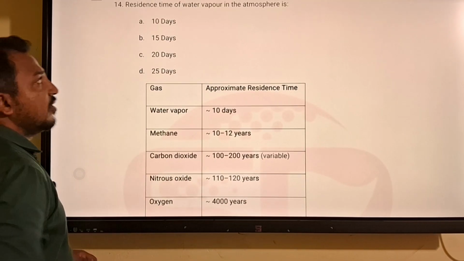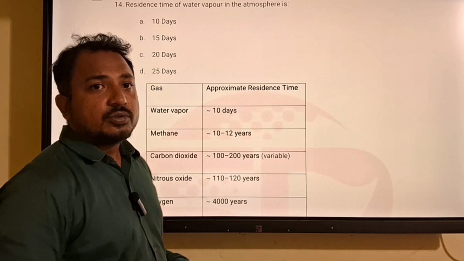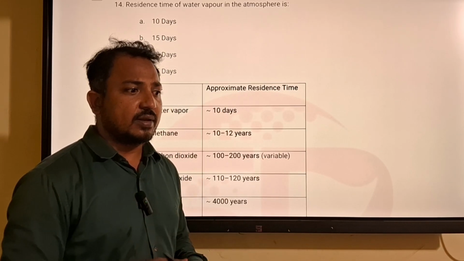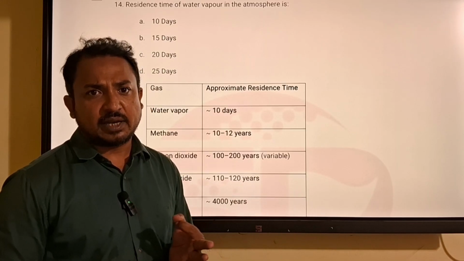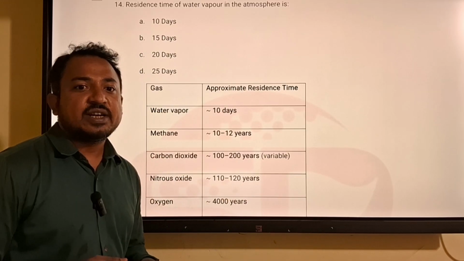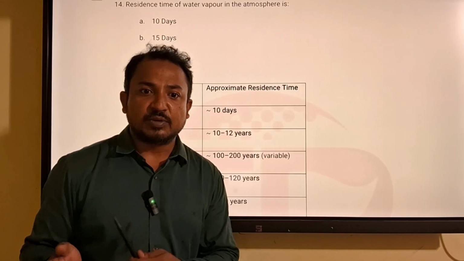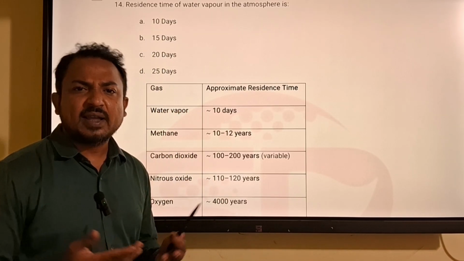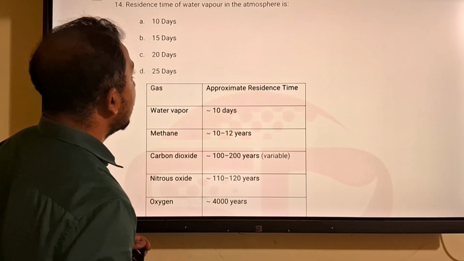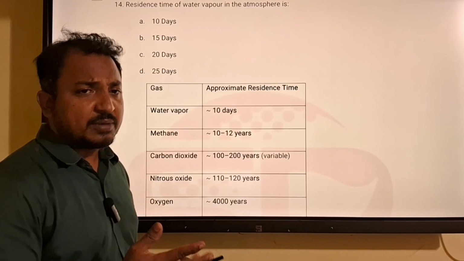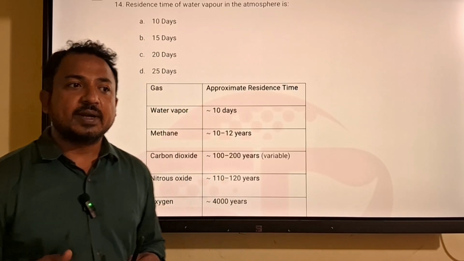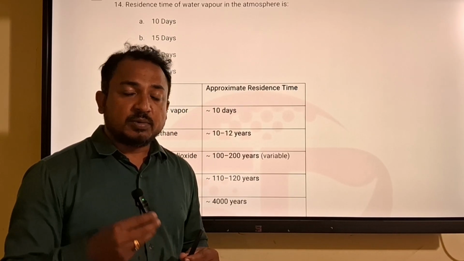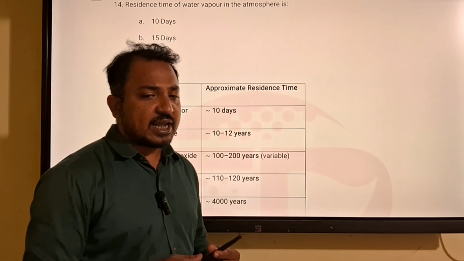Then residence time of water vapor in the atmosphere. So what is residence time? Residence time of a substance in the atmosphere, or you'll also study the residence time of any element within the ocean, is the average time it stays within the atmosphere before being removed by any process, by precipitation or by chemical reaction. That is called your residence time. In the ocean also we use residence time, where any chemical constituent can remain in dissolved condition without precipitation. That is its residence time.